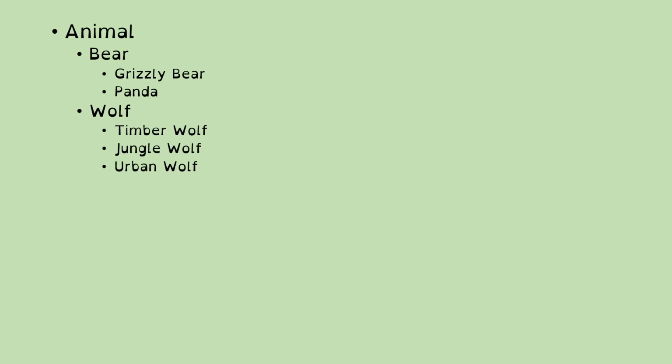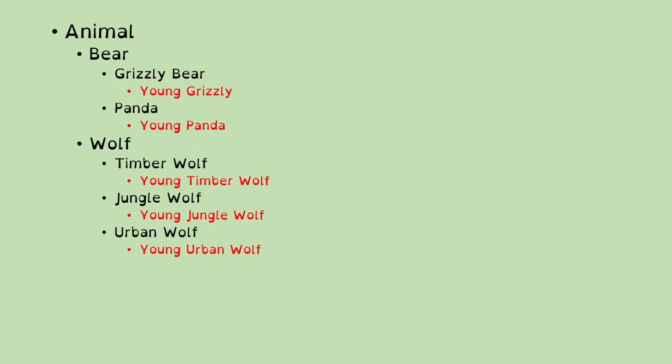So here I've got a partial taxonomy. I've got animals. I've got within that bears and wolves, and I've got grizzly bears, pandas, timber wolves, jungle wolves, and urban wolves. And I'm going to add a young one for each of those. So that immediately gives me 1, 2, 3, 4, 5 potential enemies there that I can throw in.